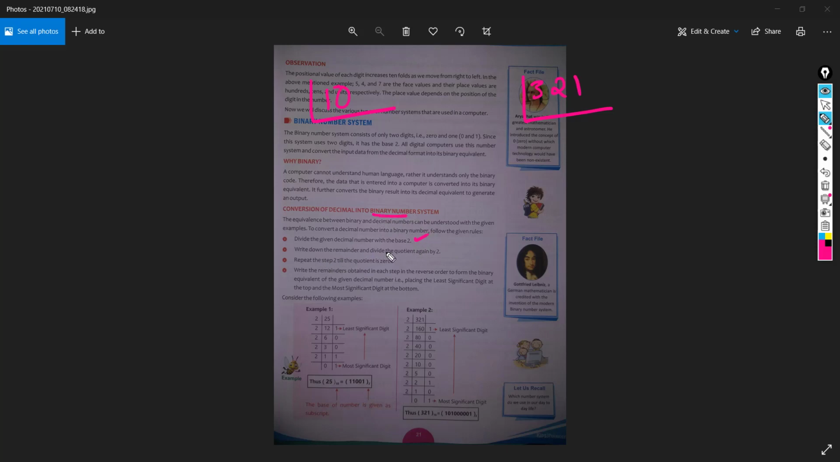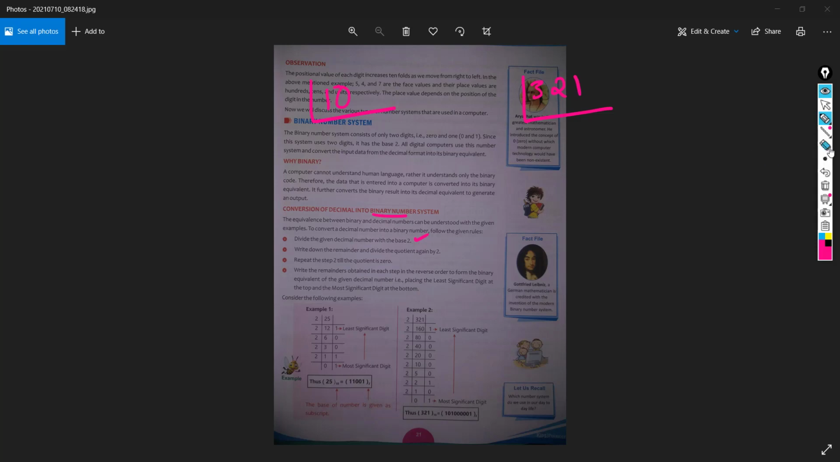Then write down the remainder and divide the quotient again by 2. We have to write the remainder here and again divide the quotient. We write the quotient here. Then repeat step 2 till the quotient is 0. So until we get a quotient of 0, we have to continue the division. Then write the remainders obtained in each step in reverse order to form the binary equivalent of the given decimal number, that is, placing the least significant digit at the top and the most significant digit at the bottom.